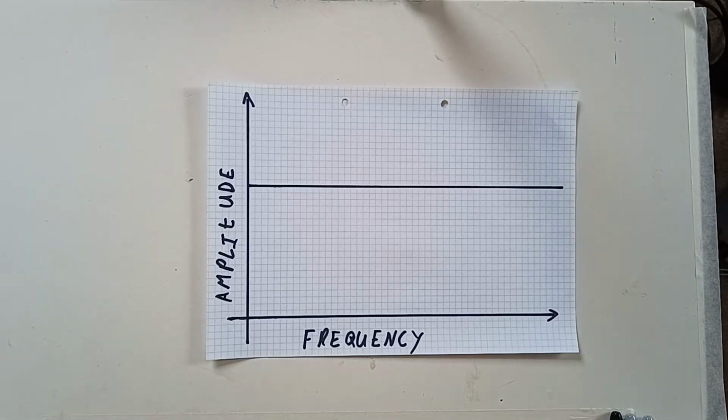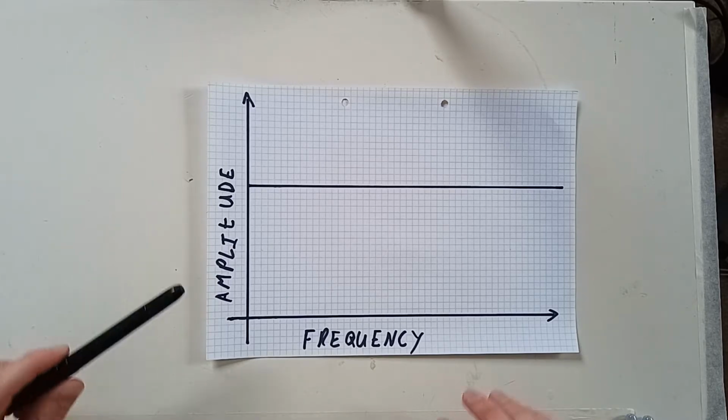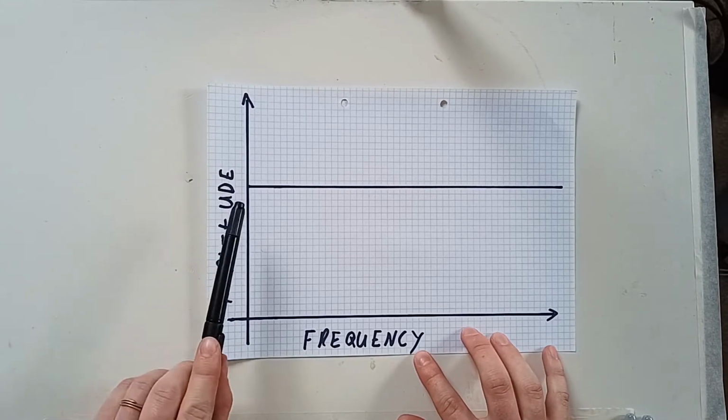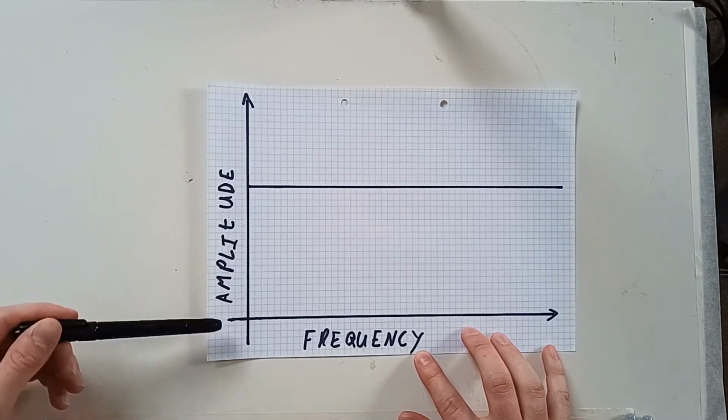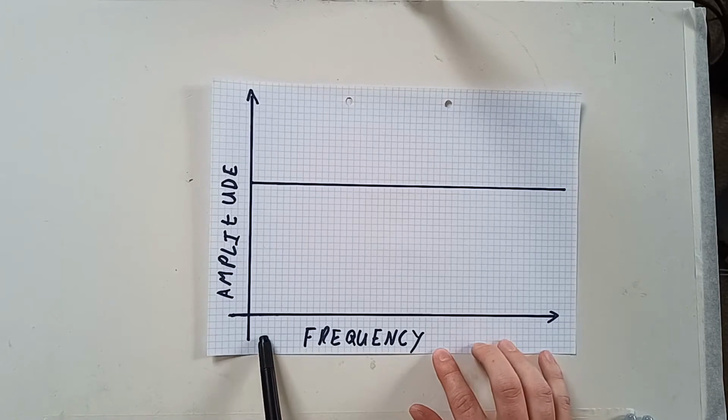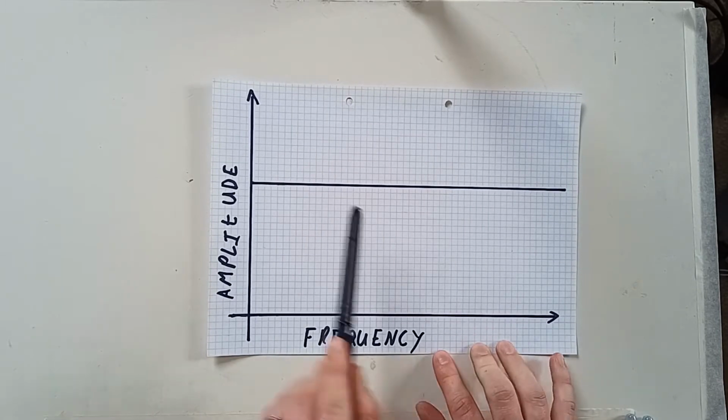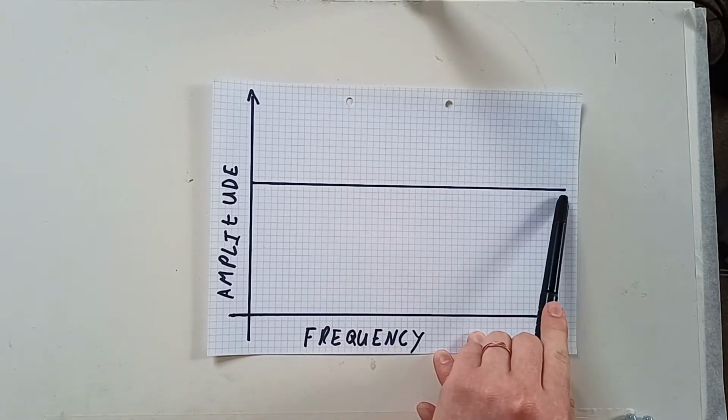In this first video, I'm going to be explaining filters and how they are used in synthesizers and other electronics. So we'll start off first with what is a filter. Well, if you assume that you have a signal with a constant amplitude across all frequencies, you would end up with a graph like this.